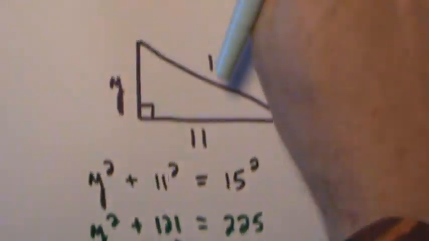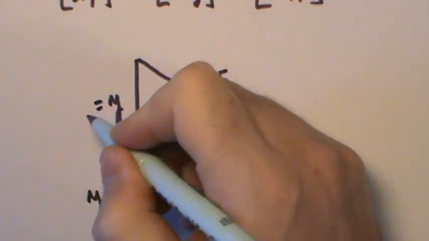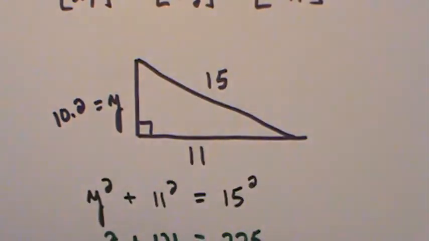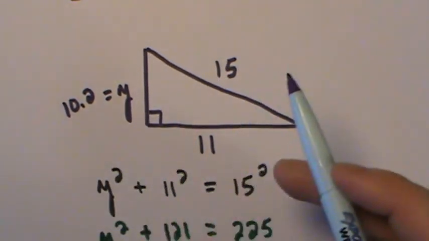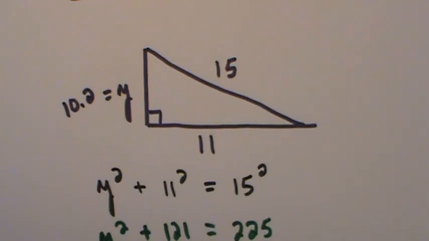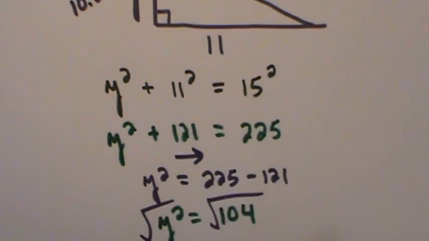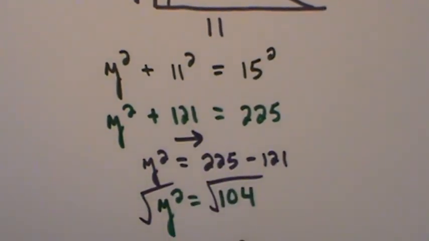Go up to my picture, just checking the reasonableness of my answer. I would expect that this leg would be smaller than the hypotenuse, and it is, so it seems like a reasonable, viable solution. And there's our second example on how to use the Pythagorean theorem to solve right triangle problems.